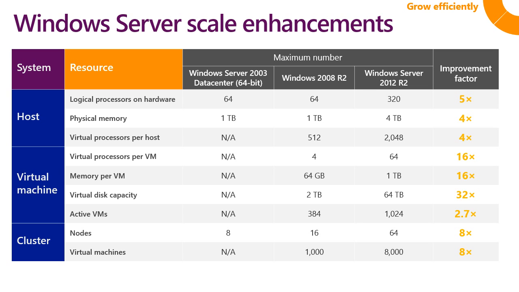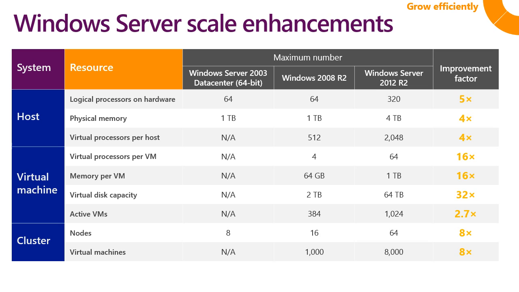Now, other things we can also take a look at here is the virtual disk capacity. So previously we were limited to 2 terabytes. Now we've got 64 terabytes per virtual disk. And remember, you can have multiple virtual disks per virtual machine. The number of active virtual machines, probably not that big a deal for most SMB customers, can go from 384 in Windows Server 2008 R2 up to 1024. But for those of you who are looking at doing some high density hosting, it means that you've got a solution here that really does scale.